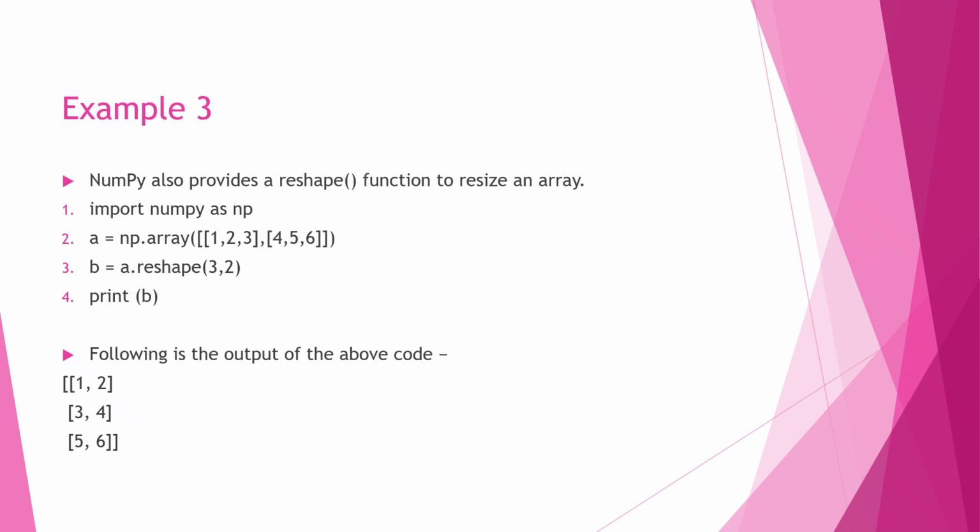We can also use this reshape function to change the size of an array. So in this array we can see we have modified the size by having 3 rows and 2 columns. So we have applied the reshape function for this, and then we are printing the result. So the resultant matrix or array contains 3 rows and 2 columns.